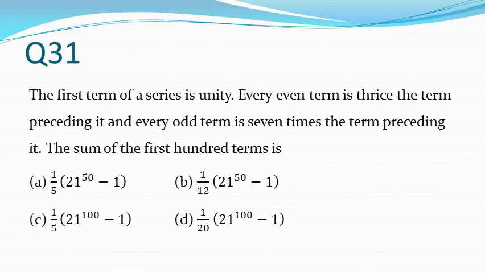Take a moment to read the question. The first term of a series is 1 and every even term is thrice the term preceding it. Every odd term is 7 times the term preceding it, and we have to find out the sum of the first 100 terms of this series. How do we do this question?